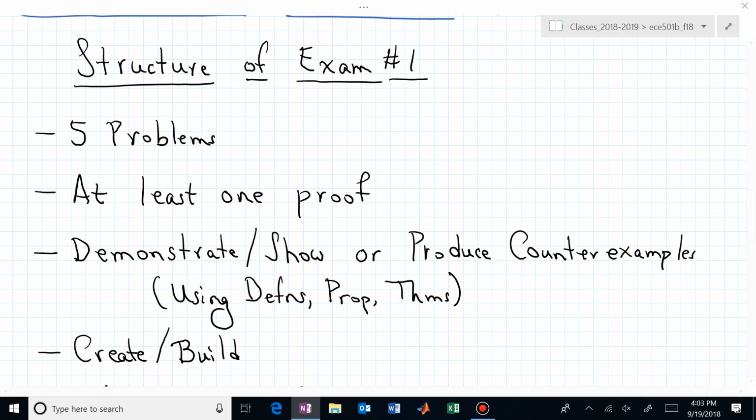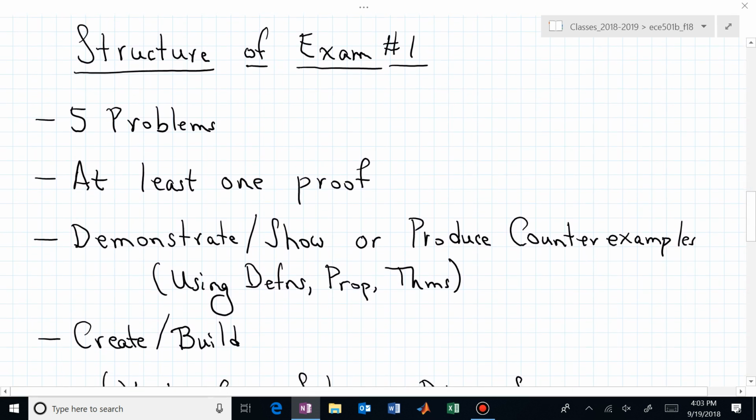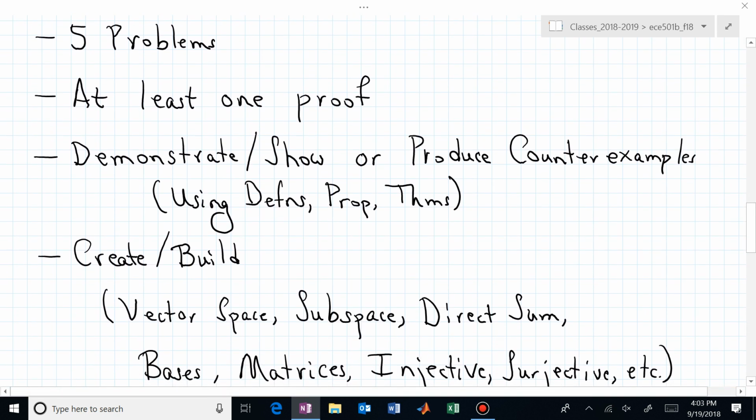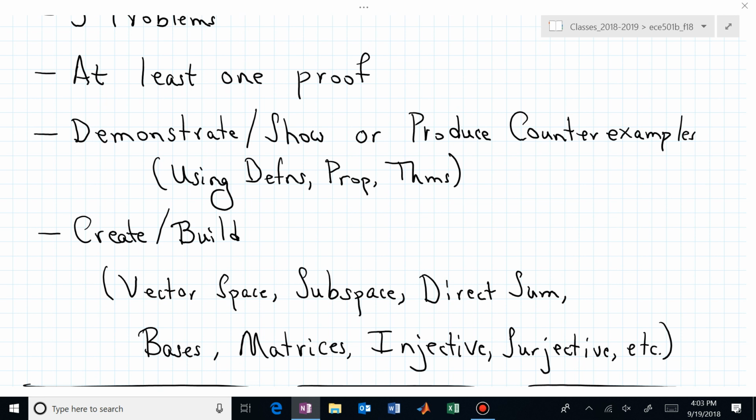Then the structure for exam number 1. We have 75 minutes. There will be 5 problems. Expect at least one of those to be a proof. You may have to demonstrate or show or produce a counterexample, and that would involve using the appropriate definitions or propositions or theorems to justify your work.